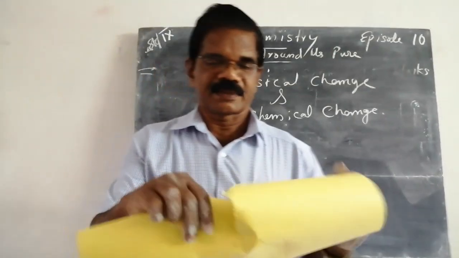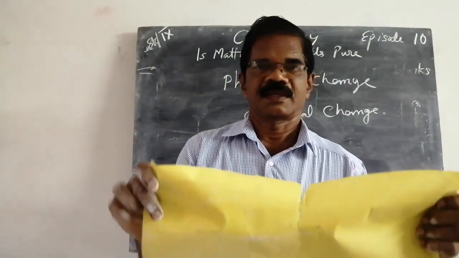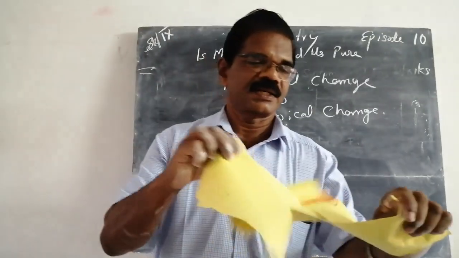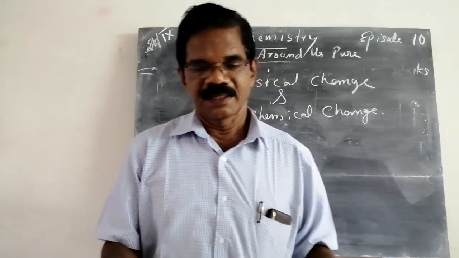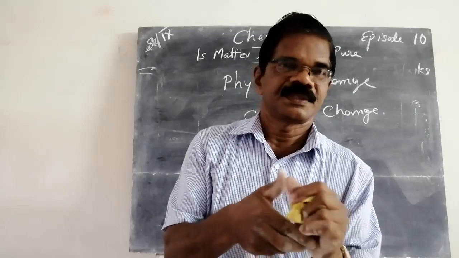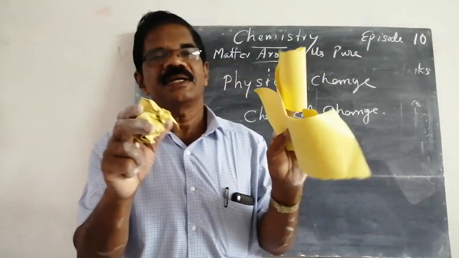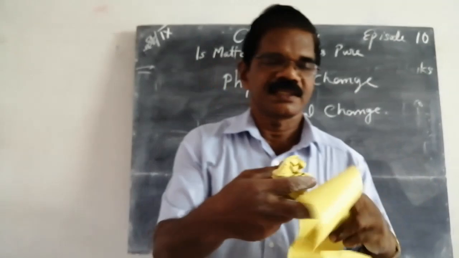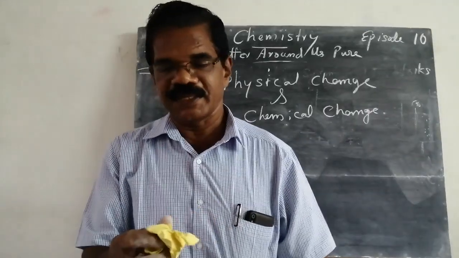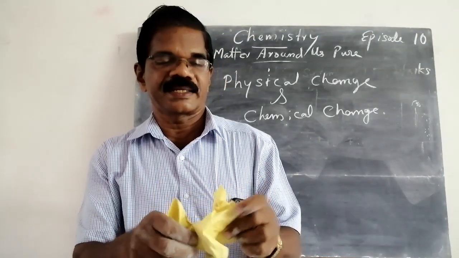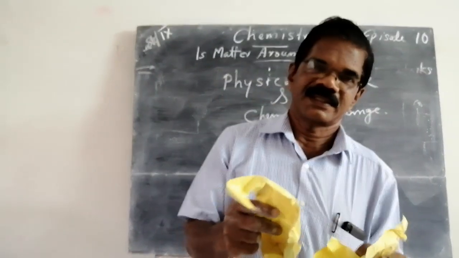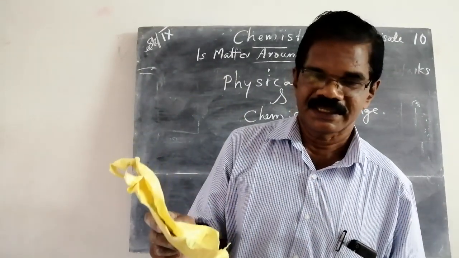This is a chart paper. We can tear the chart paper into several pieces, or we can sprinkle it in different ways. These are physical changes. We can write on this paper, and if we straighten the paper again, we can still write on it. Only the shape is changing. This is a physical change.